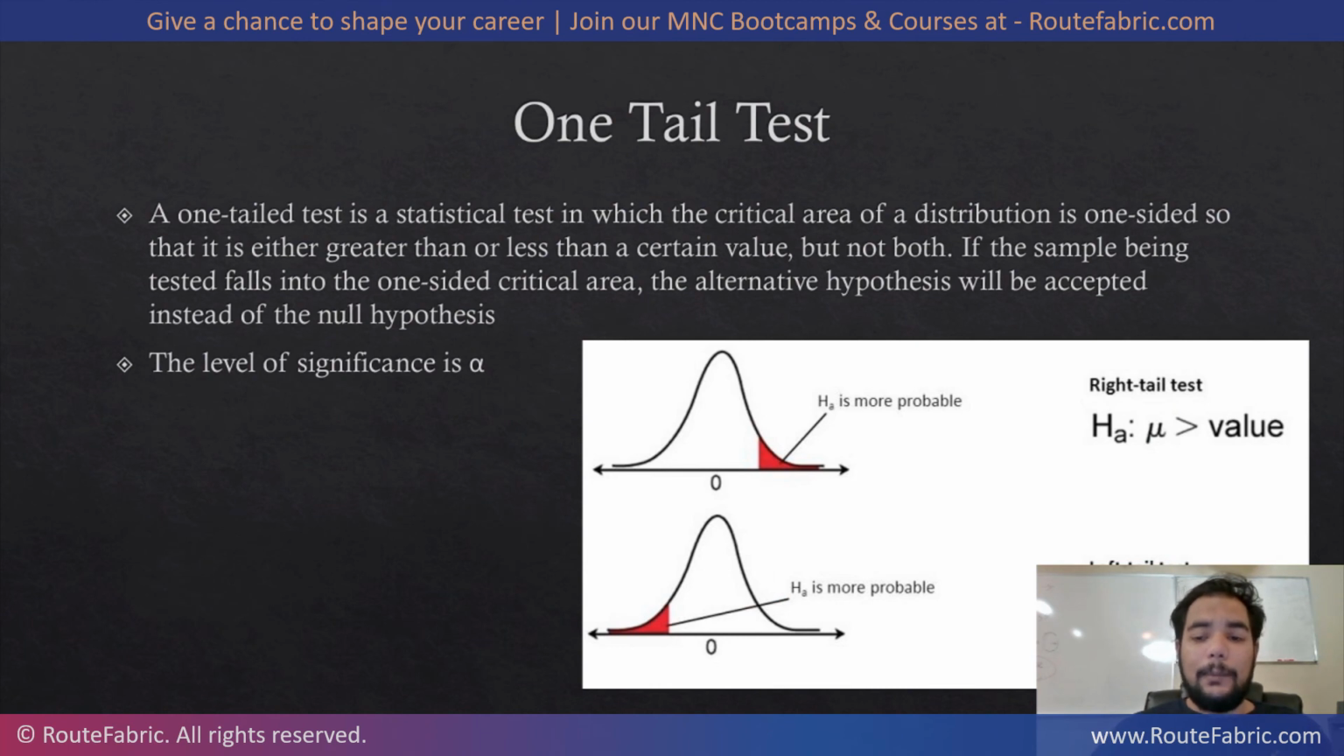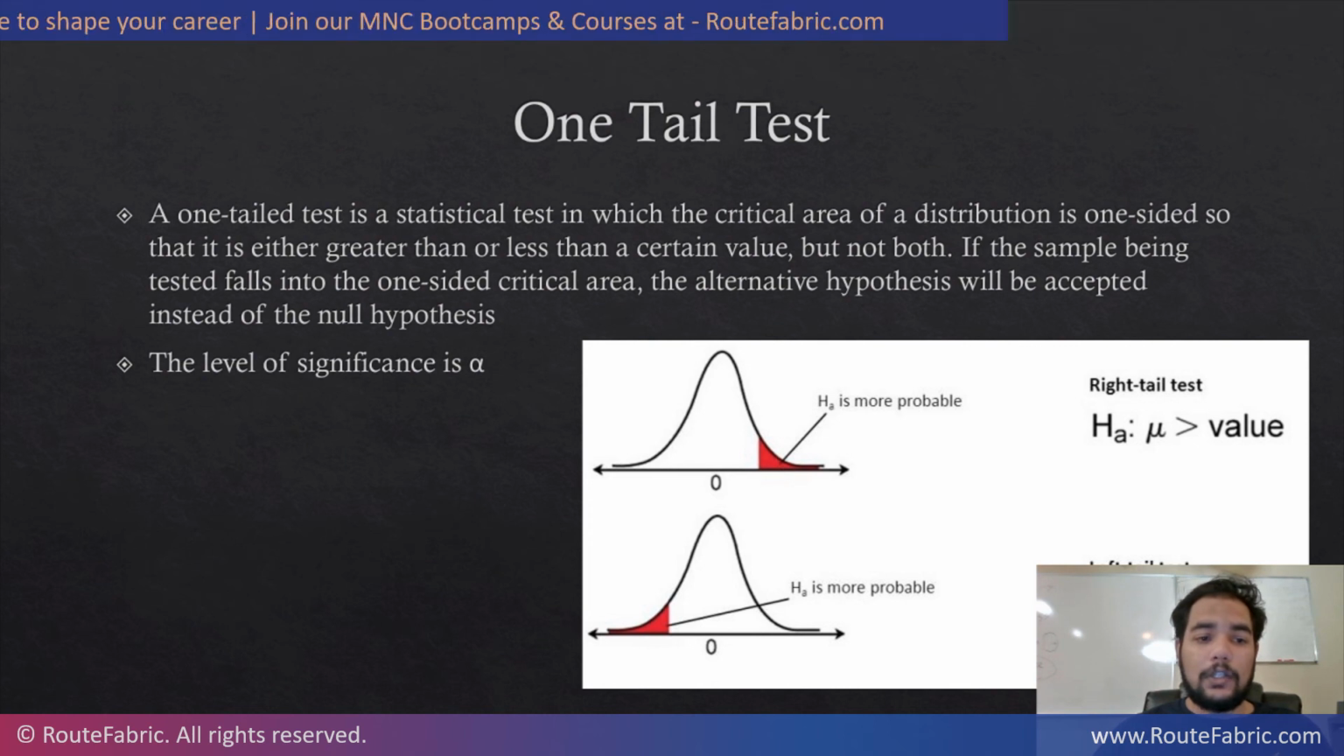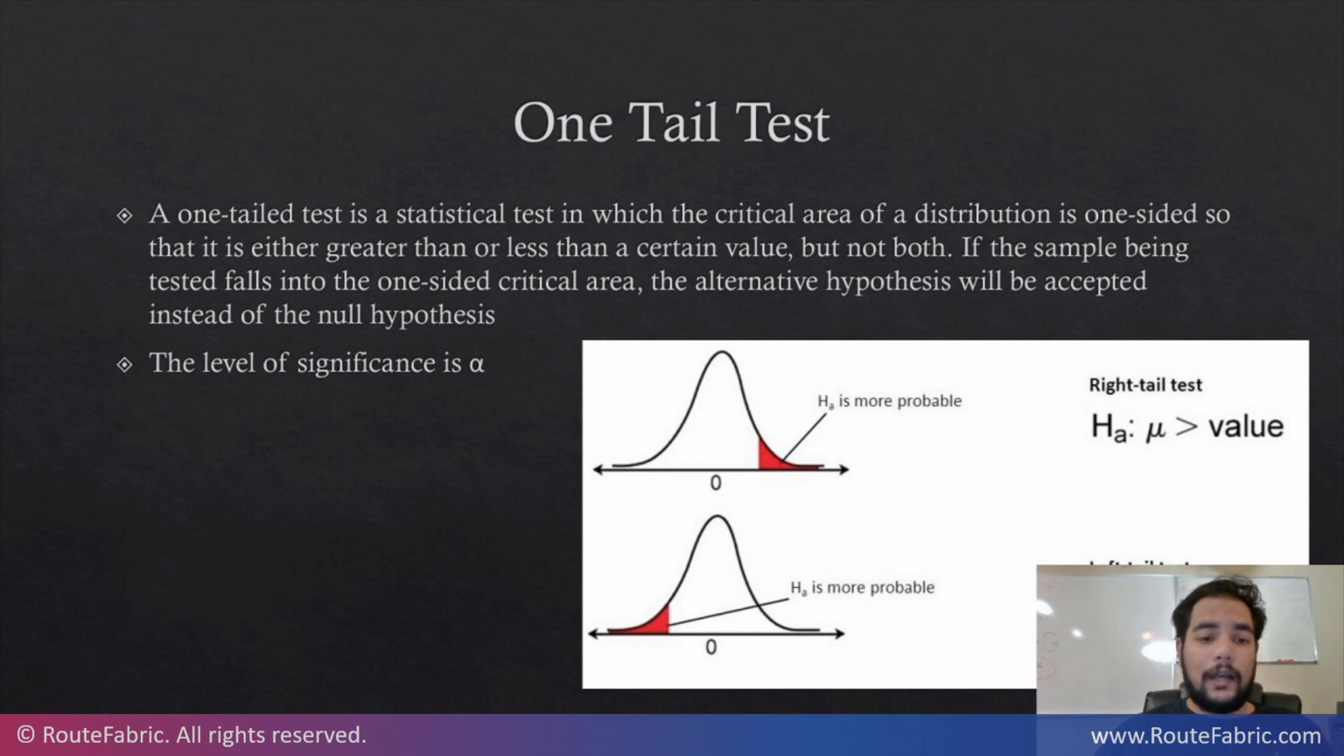Now, in hypothesis testing, there are two types of tests. You can do the one-tailed test or the two-tailed test. The one-tailed test is when the alternate hypothesis is that the mean is greater than the value or the mean is less than the value. If the mean is greater than the value, it is called the right-tailed test. If the mean is less than the value, it is called the left-tailed test. If the sample being tested falls into the one-sided critical area, the alternate hypothesis will be accepted instead of the null hypothesis. In other words, we are rejecting the null hypothesis.